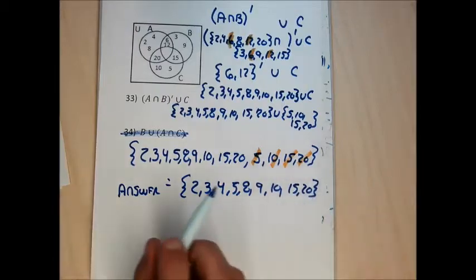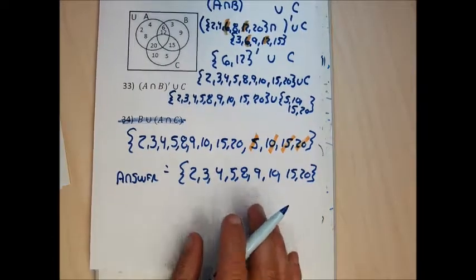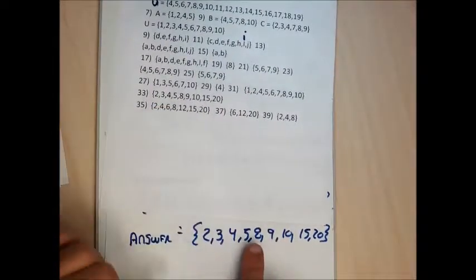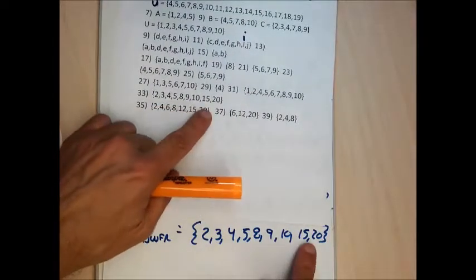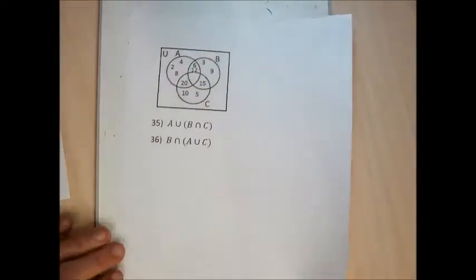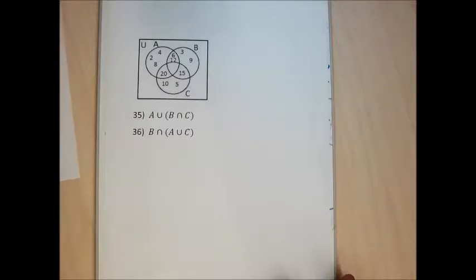Feel like I've made a mistake, but I could always check. So 33: 2, 3, 4, 5, 8, 9, 10, 15, and 20. It feels good. This has got to be better.